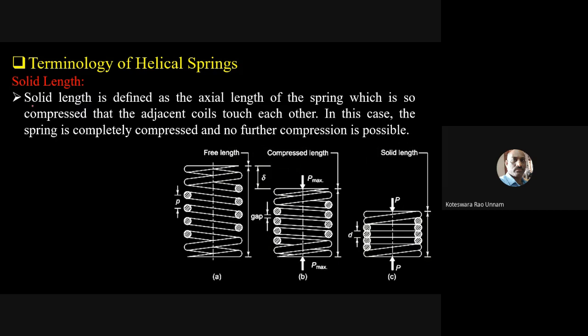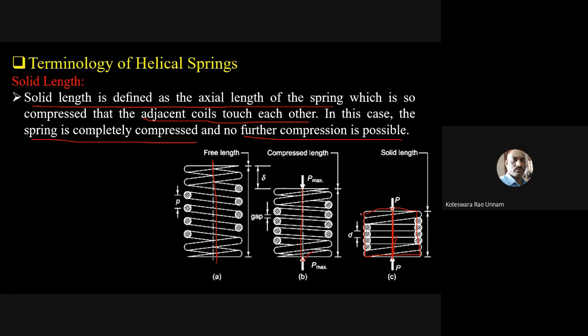So first one is solid length, which is defined as the axial length of the spring. Of course, all these three lengths are measured along the axis only, that's why it is called axial length of the spring, which is so compressed that adjacent coils touch each other. That's what I already said. In the case of solid length, the adjacent coils will touch each other, so the spring is completely compressed and no further compression is possible.